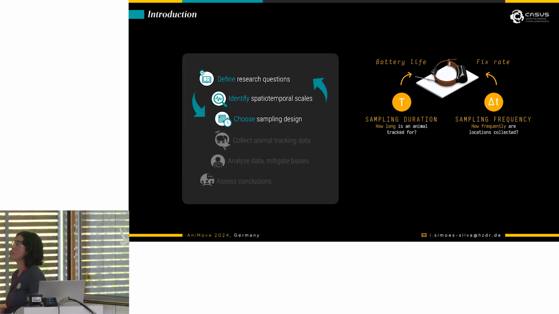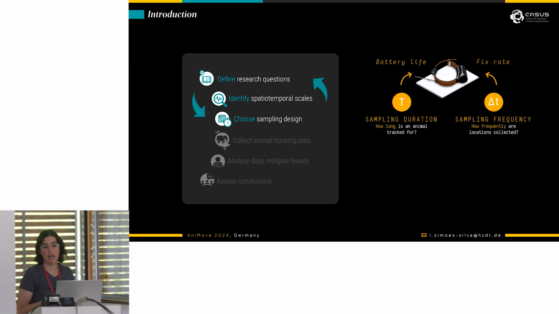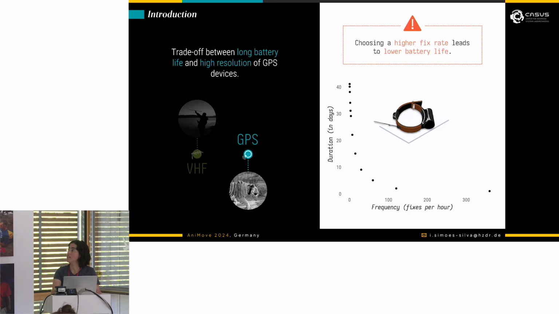And obviously, this is all connected, especially for animal movement, with this idea of battery life of your devices if you have non-solar rechargeable devices, and also the fix rate, or if you're using a VHF tag, how many times you go out in the field to collect locations. This idea of sampling duration versus sampling frequency, and how that interacts with these spatial and temporal scales you're trying to identify.